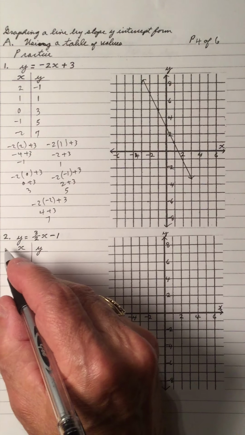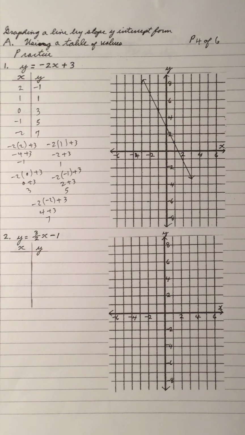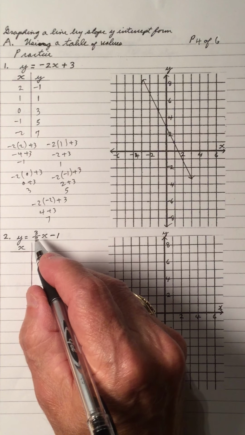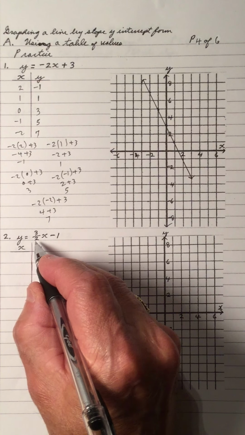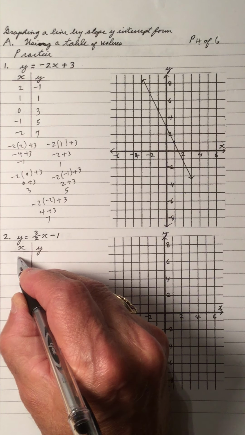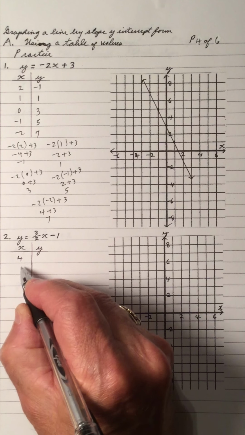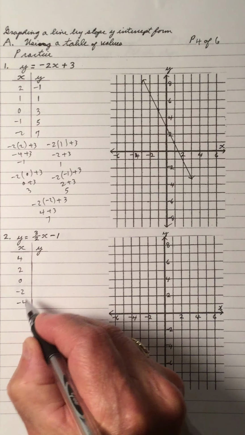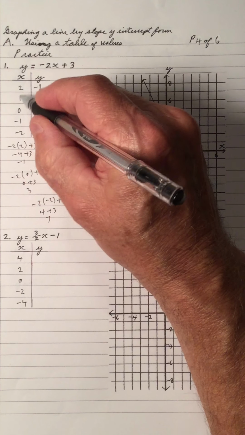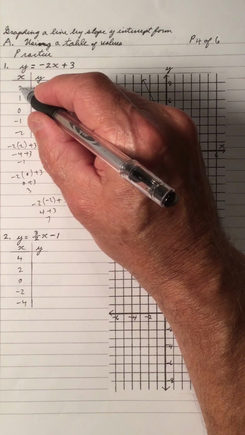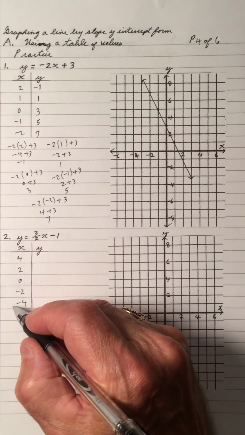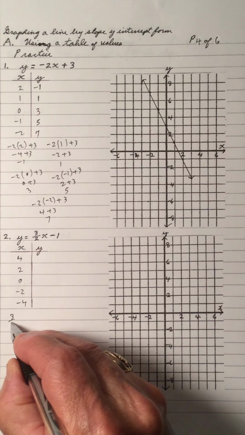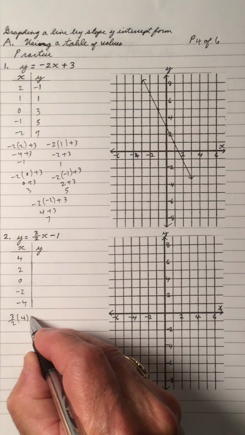And number 2, we have a fraction. The denominator is 2, so I'll use multiples of 2. So the multiples of 2 are 4, 2, 0, negative 2, negative 4. Again, these are the original numbers I use, 2, 1, multiplied by 2 and I get those.